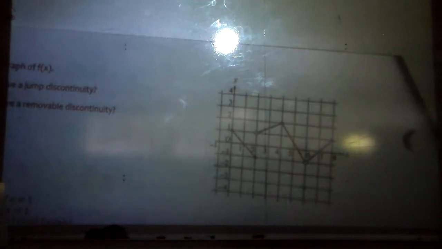Alright, jump discontinuity is when it jumps, so that would be at x equals 2. Removable discontinuity is when I can fix it very quickly by putting a skittle, so that would be at 6. If I just put the skittle right here, it would be fixed, so that's at x equals 6.